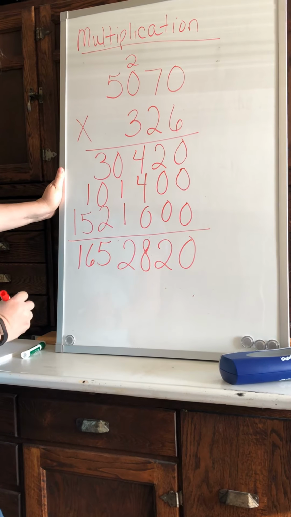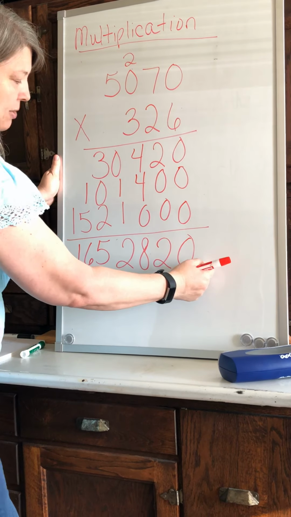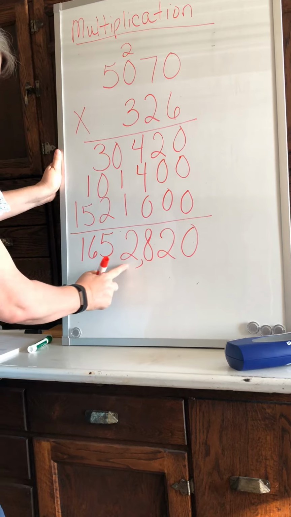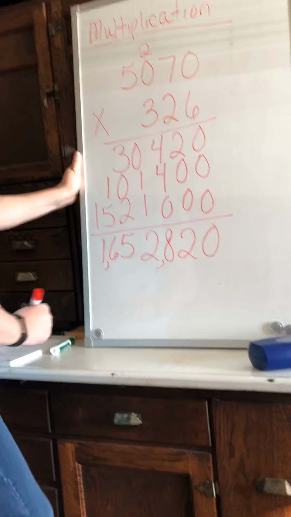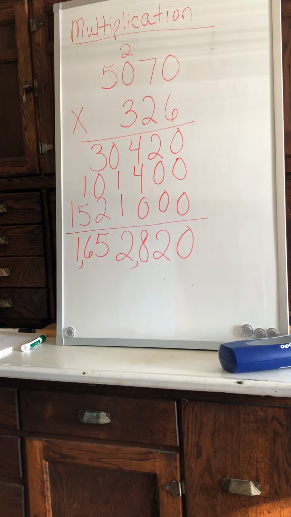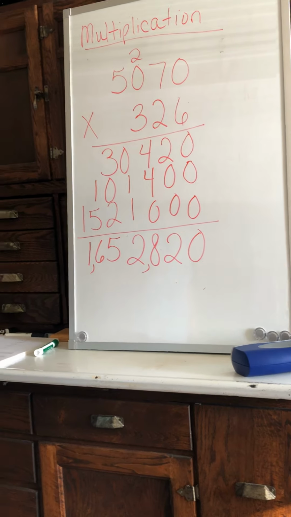And our answer is, let's put these commas in there. Start at the back, every 3 to the left. There's a comma. And then over 3 more, there's a comma. So what is that number? That's going to be 1,652,820.